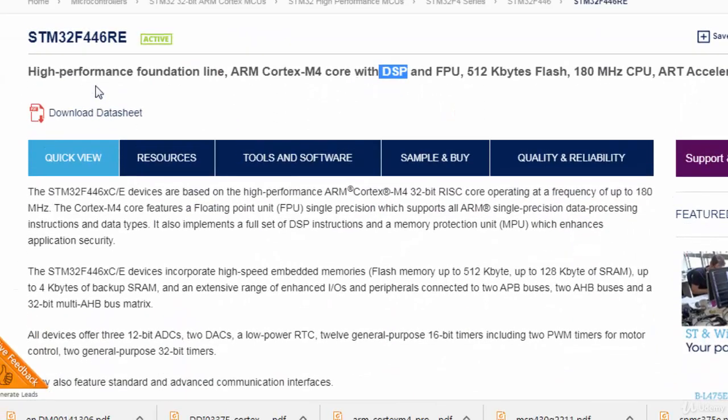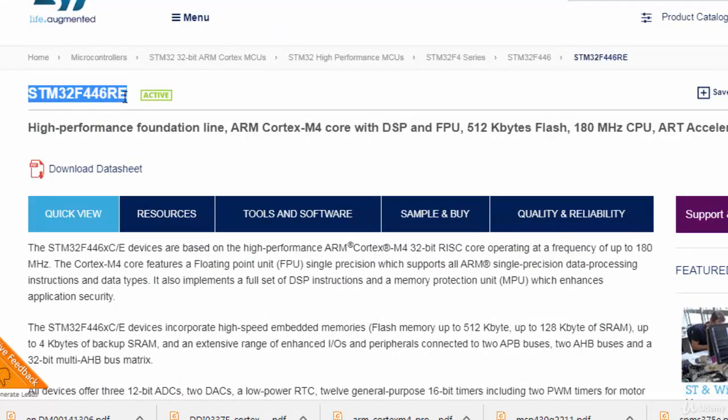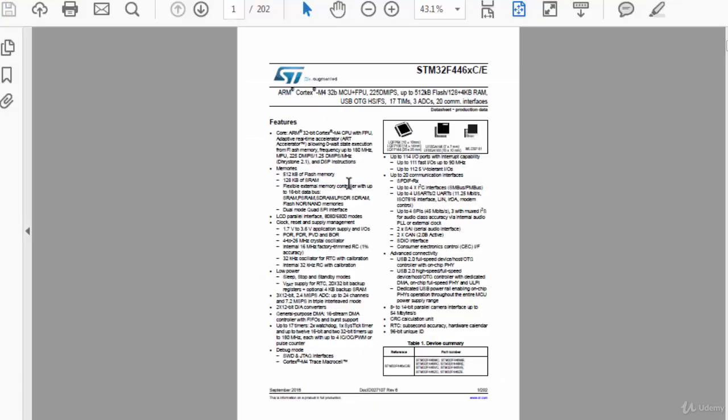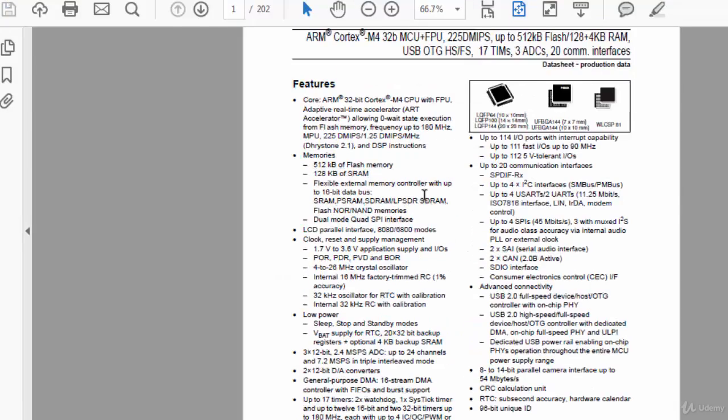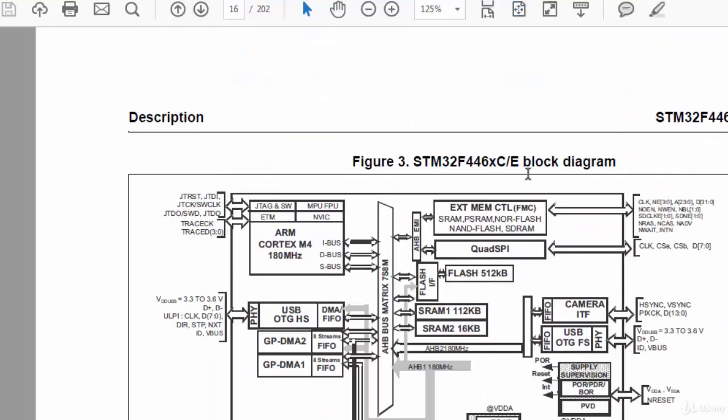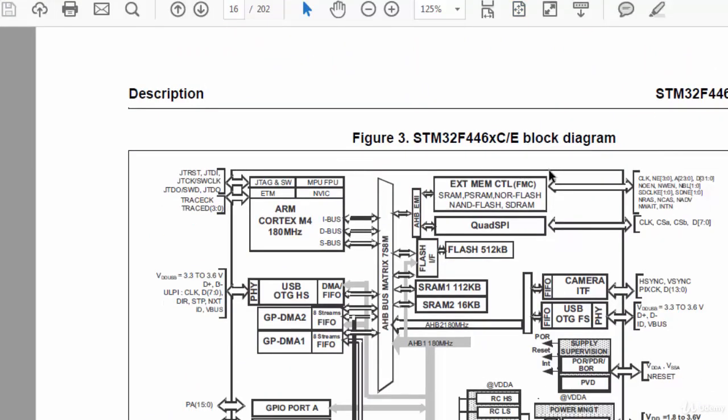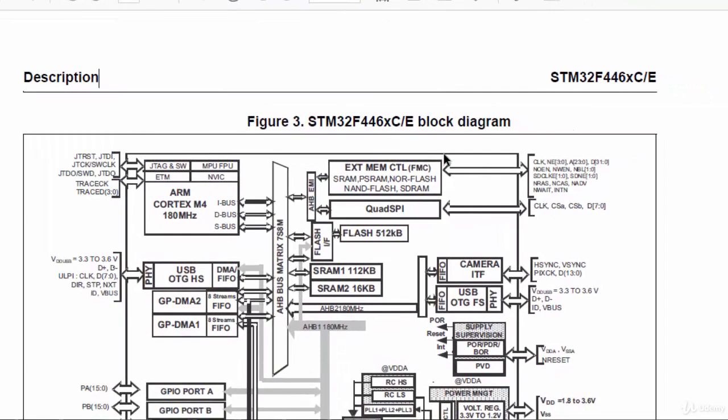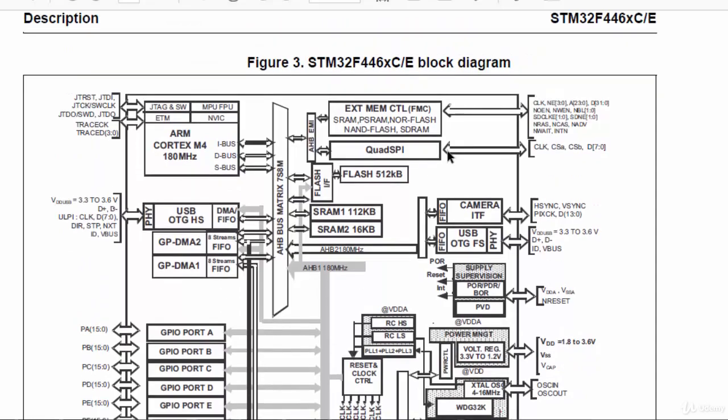Now let's check the block diagram of this microcontroller to understand in detail. Here I have the data sheet of this microcontroller, and in this document you will find the block diagram. Don't try to open any document at your side, just listen to the lecture. You may have a similar microcontroller or an entirely different microcontroller from some other manufacturer, but don't worry about that. Just look at the block diagram of this microcontroller.